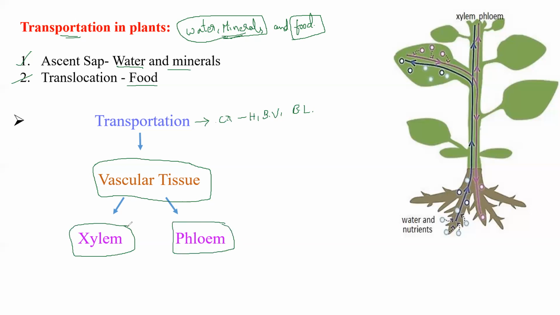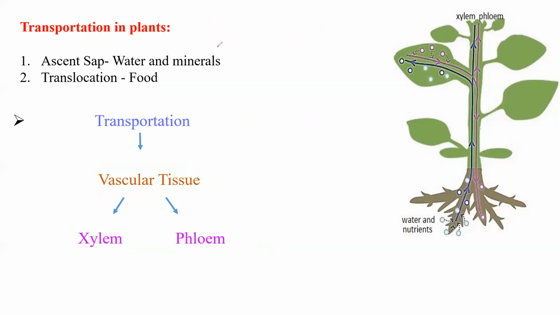First, we will see xylem, because xylem is a complex permanent tissue. Of course, these two are complex permanent tissues, what you have studied in 9th standard, which conduct water and food. Here we'll see xylem first, because it is the tissue which conducts water and minerals. This ascent of sap takes place in two ways.